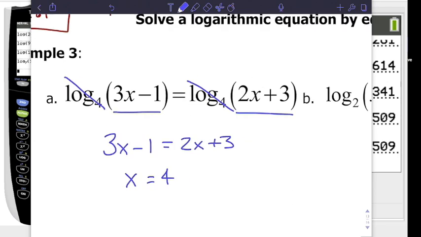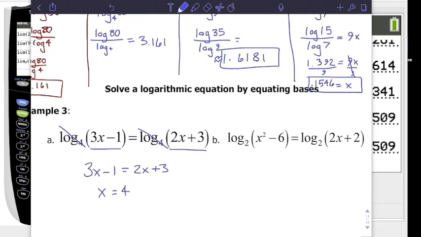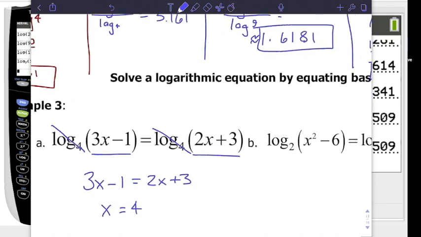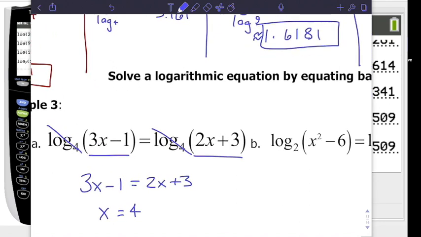Okay, now the big thing with your log equations is make sure you can't plug in 0 or negative numbers into logs. So the only numbers that can go inside the parentheses of logs are positive numbers. So make sure when you plug back in, you have a positive number inside the parentheses.